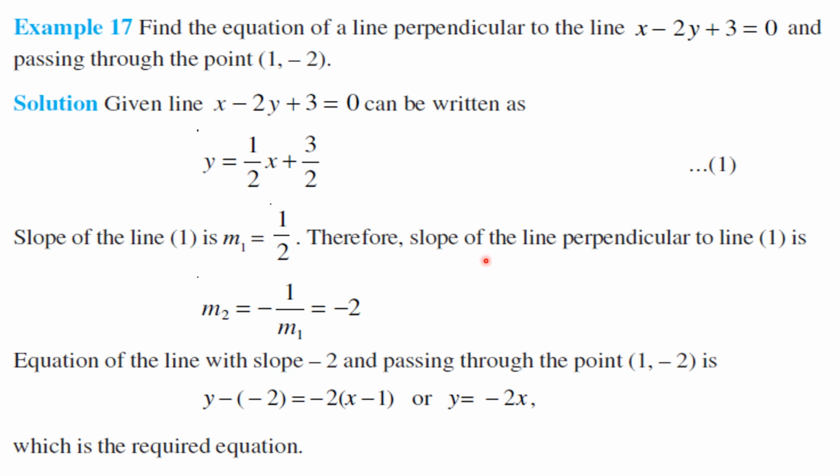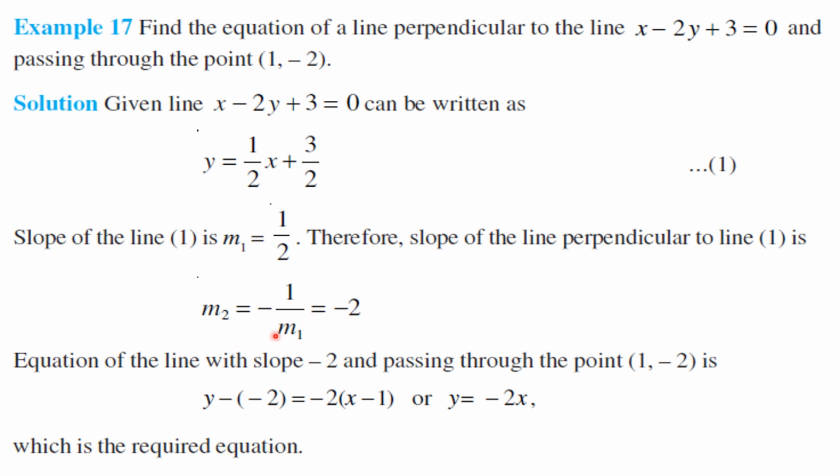Therefore, the slope of the line perpendicular to the line is m2, that is minus 1 by m1. Understand, my children? Because the required line is perpendicular to the given line, the slope of the second line is equal to minus 1 by the slope of the first line. Understood this point, my children? That is equal to minus 2. So this is the slope of the second line.